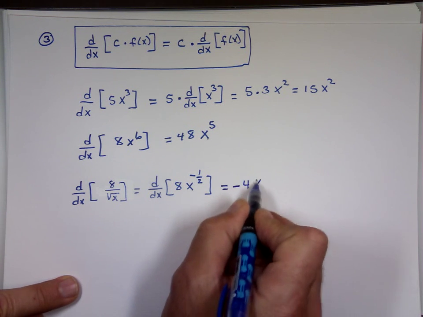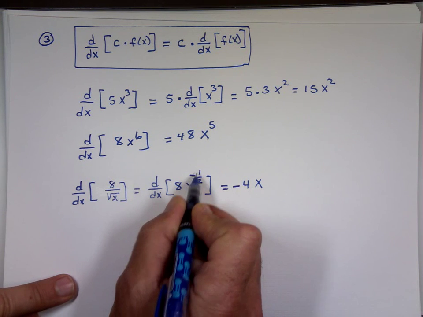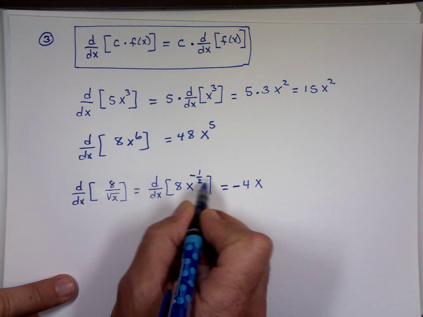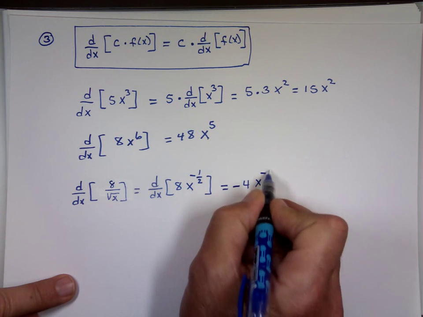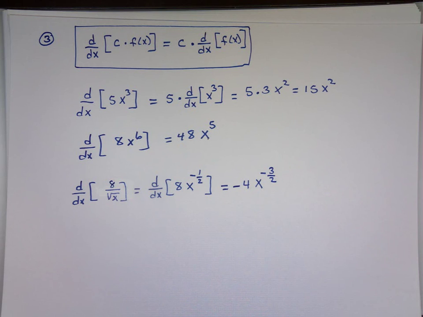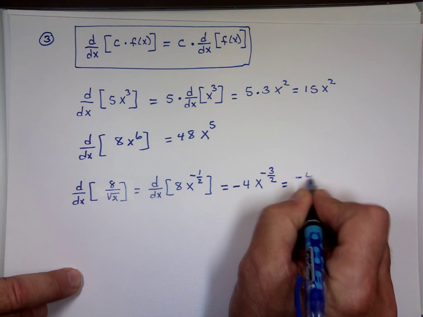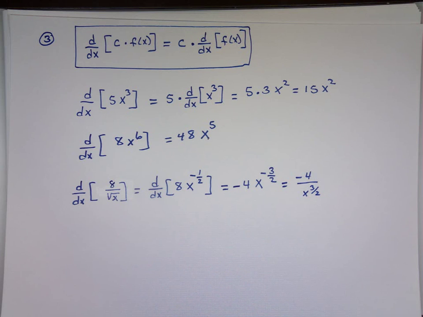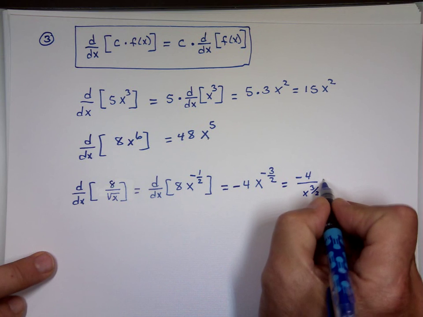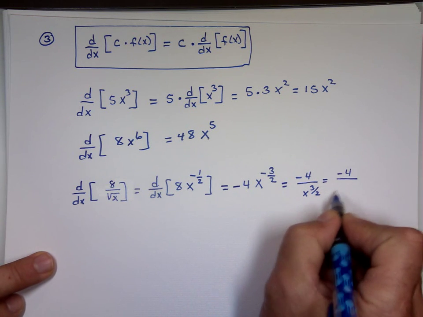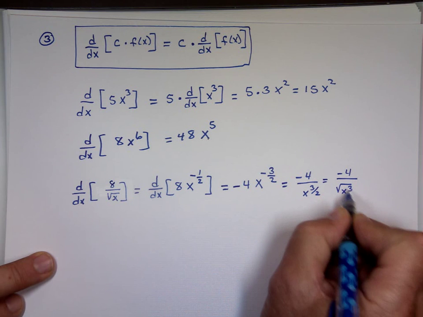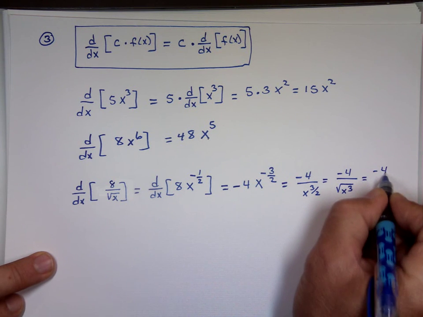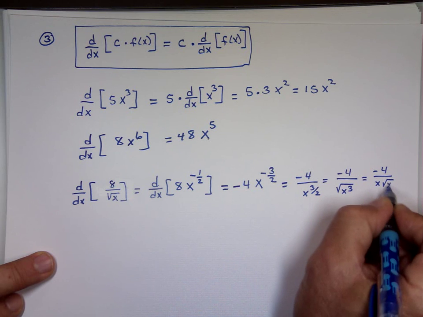x to what power? Subtract 1 from that. What's negative 1/2 minus 1? Negative 3/2. And your answer is negative 4 over x to the 3/2. Do you think the other software would accept 3/2? Yeah, they might. But if not, you can look at it as negative 4 over the square root of x cubed. And the square root of x cubed, you can break it down to take 1 x out, square root of x. And that was the answer we came up with.